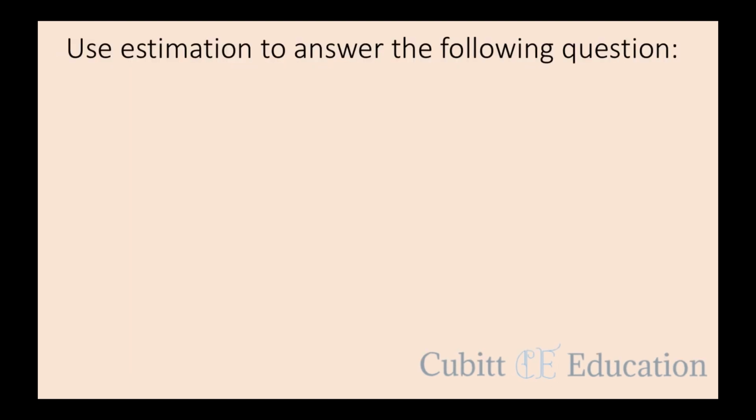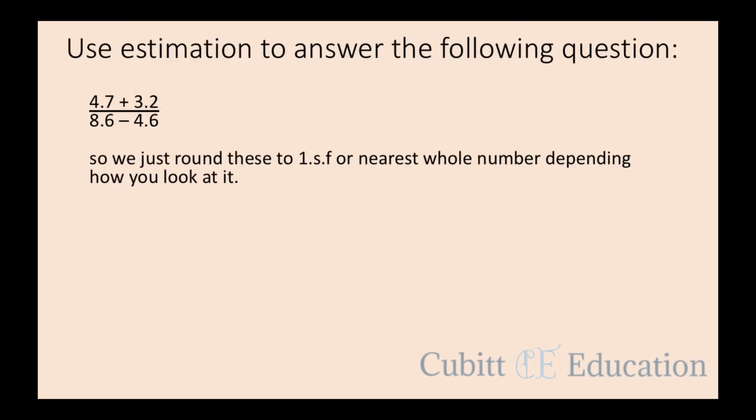Okay? So let's have a look at this question. Now, this question is common in your exams. This will come up. You'll be asked to do a range of things like divide, times, things like that. So we just need to round these to one significant figure, or the nearest whole number, depending on the way you're looking at it, but mainly one significant figure. So 4.7 becomes 5, 3.2 becomes 3, 8.6 becomes 9, and 4.6 becomes 5. And I'm just going to write it down like this.